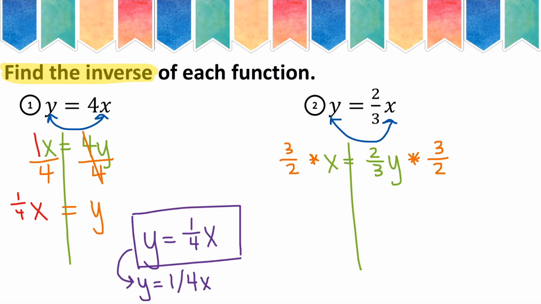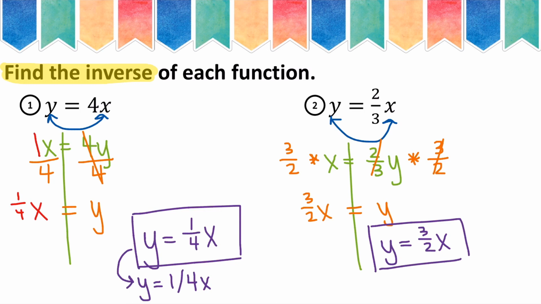So what happens is that the 2/3 and the 3/2 cancel each other because they are reciprocals. And the y comes down. And on the left-hand side, I will simply put 3/2 x. But now when I write my final answer, I always like to put y equals at the beginning. And when you go to type this into the computer, it will look like y equals 3/2x.